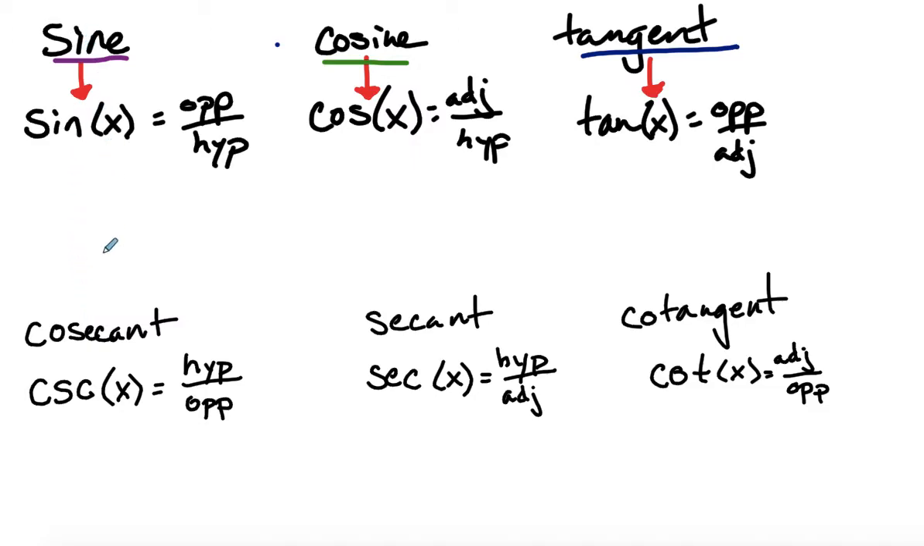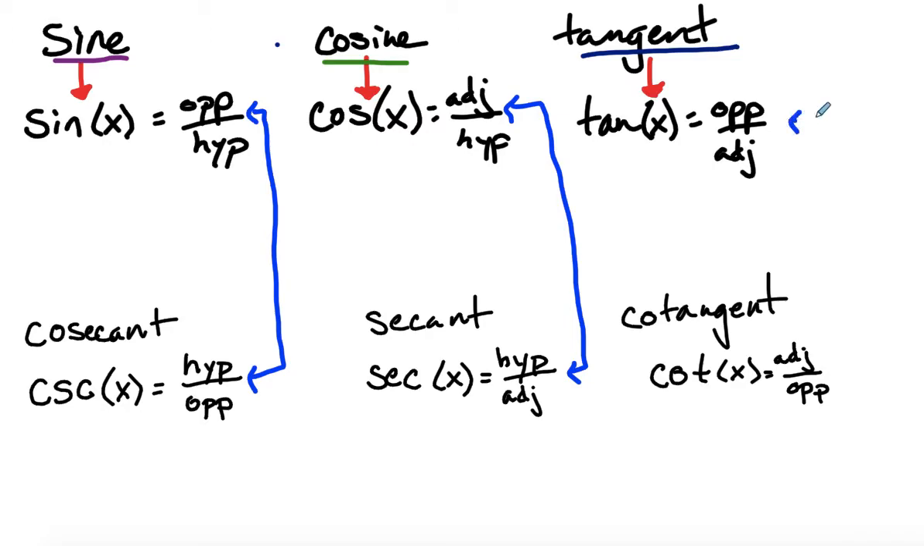Cosecant and sine are like inverses of each other. These two fractions are just the upside down versions of each other. Same with cosine and secant. And with tangent and cotangent. So these are what we would call our inverse trig ratios.